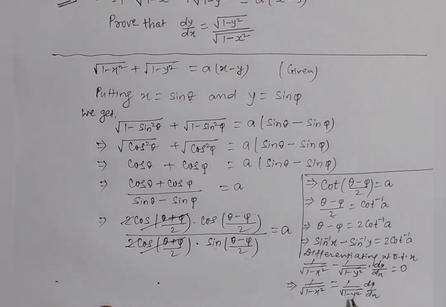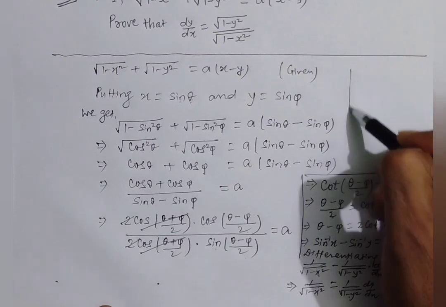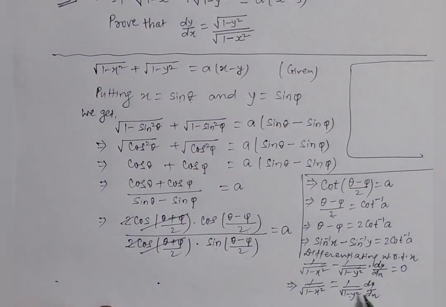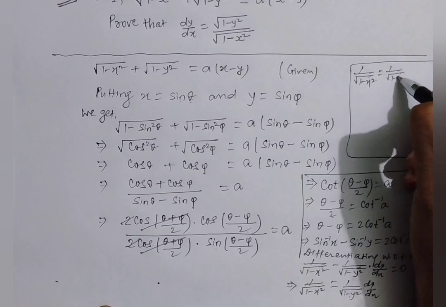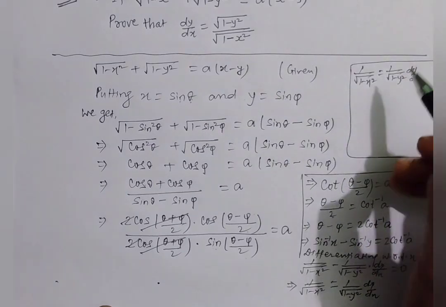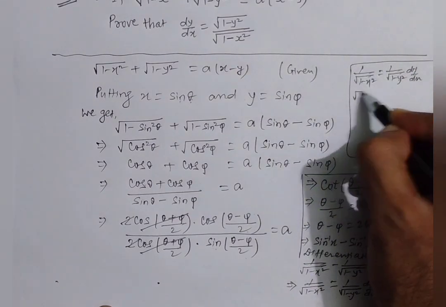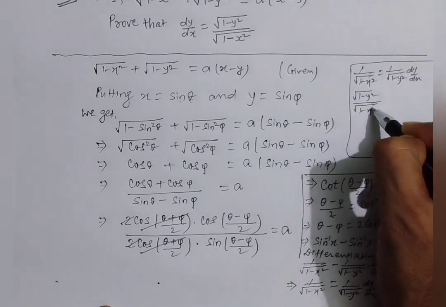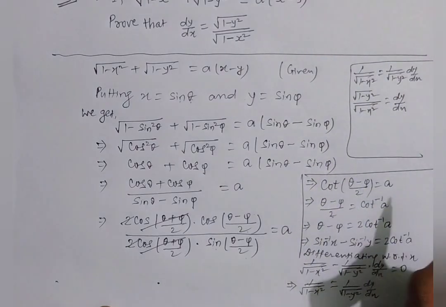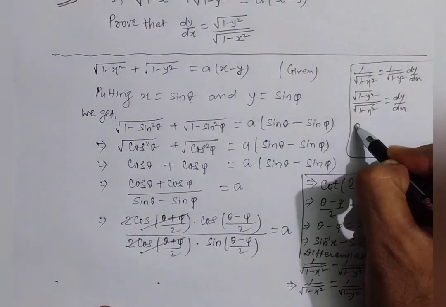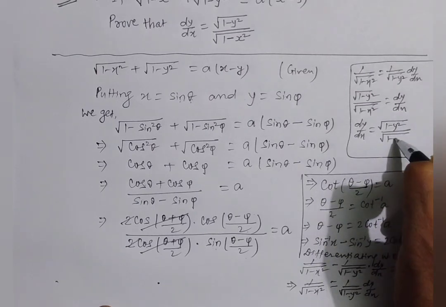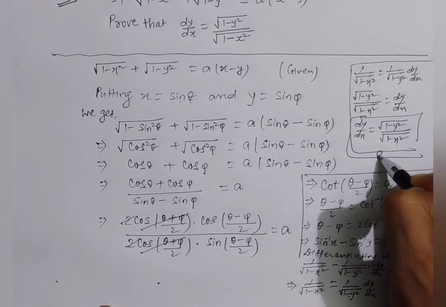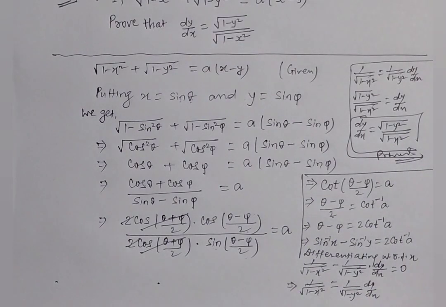Now can we shift this root 1 minus y square to this side? So we have 1 by root 1 minus x square equals 1 by root 1 minus y square dy by dx. We can shift this root 1 minus y square here. So it is root 1 minus y square by root 1 minus x square equals dy by dx. This is what we have to prove here. So simply we can write properly dy by dx equals square root of 1 minus y square over square root of 1 minus x square. This is what we have to prove. Okay. So I hope problem is clear to you.